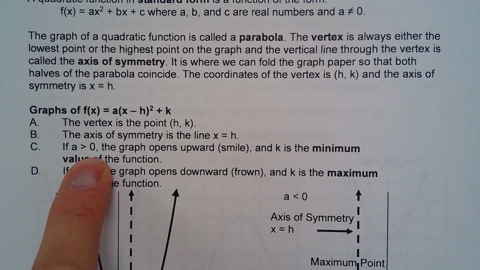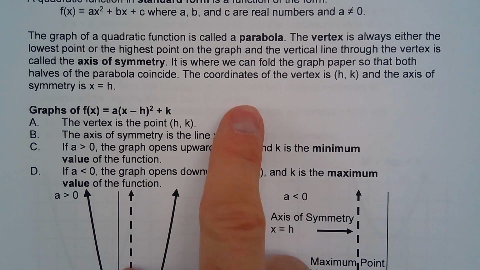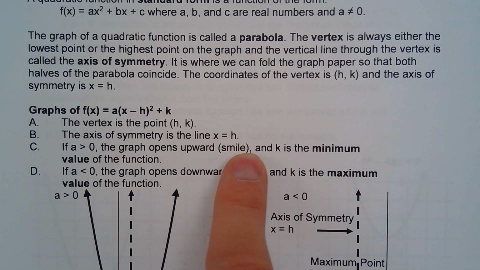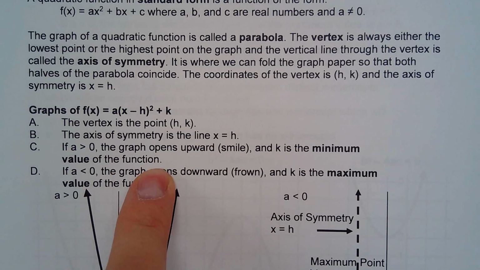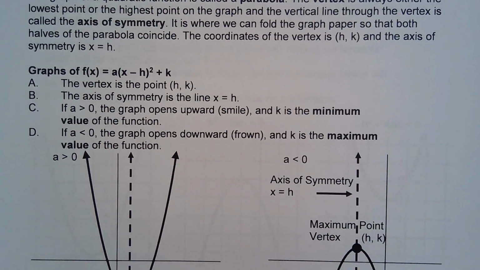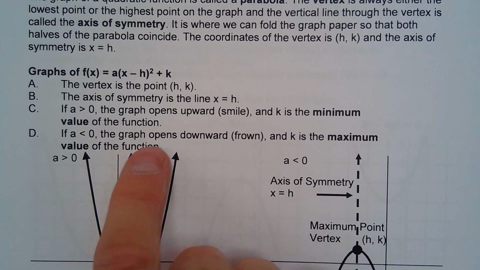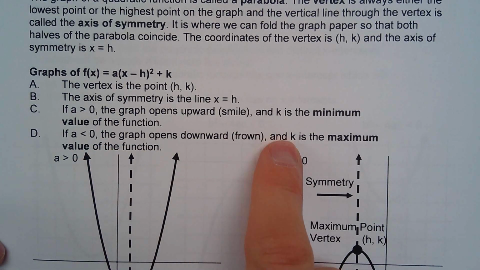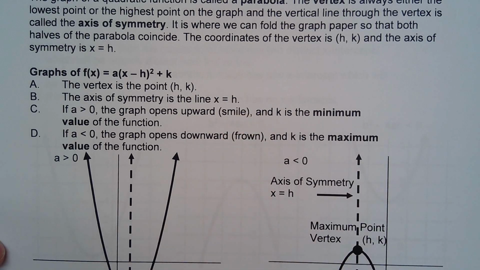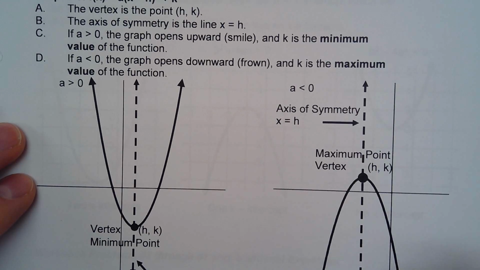If a is greater than 0, the graph opens upward. Think of it as a smiley face. The k is the minimum value of the function. If a is less than 0, the graph opens downwards. Think of a frown. That's now my top point. K is the maximum value of the function. So here's kind of a visual picture of what's going on.